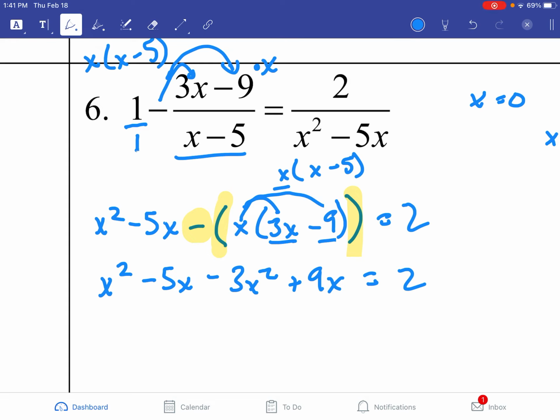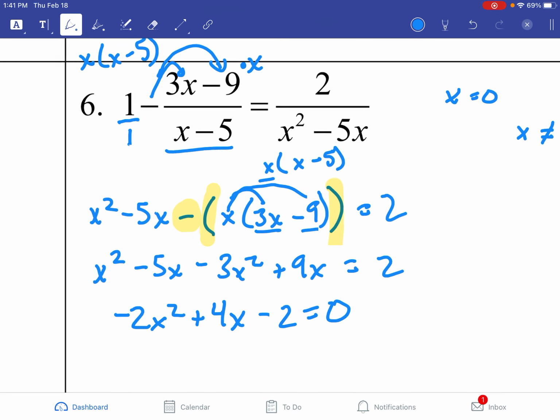I can now combine the like terms. X squared minus 3x squared gives you negative 2x squared. Negative 5 plus 9 gives you positive 4x. And I actually have to bring that 2 on the far side to the other side by subtracting it, to give me 0.